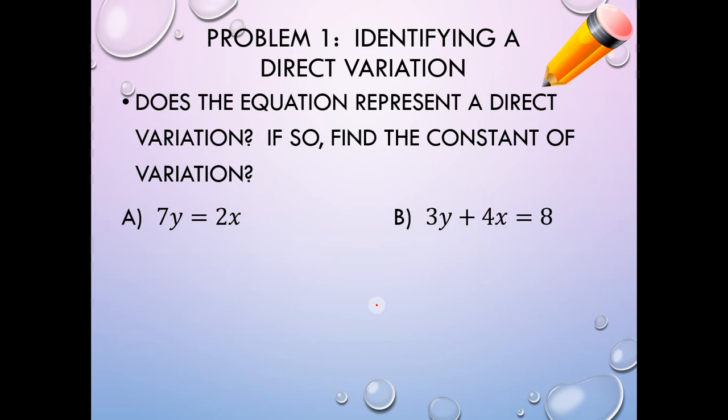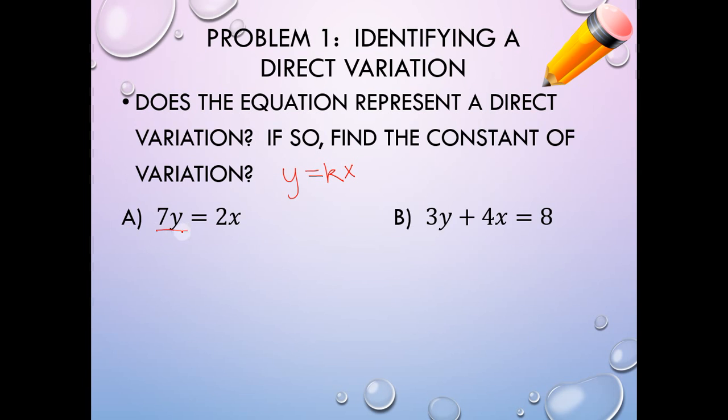So I have these two examples. They say, does the equation represent a direct variation? If so, find the constant of variation. So I have 7y equals 2x. What they want us to do is figure out, can I get these to look like this? y equals some number times x. So we want to get y alone. That's the goal. So first of all, let's get y alone on example A.